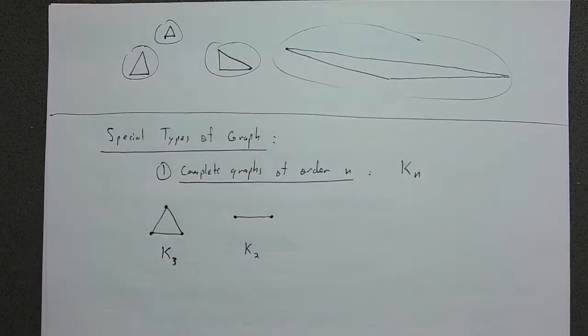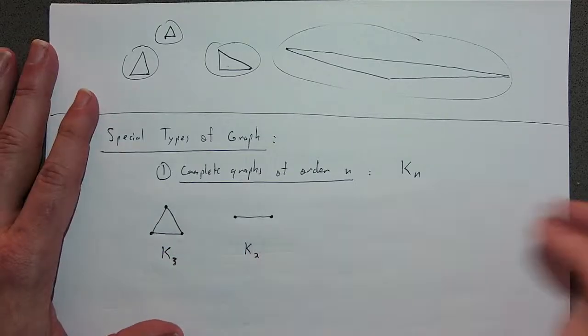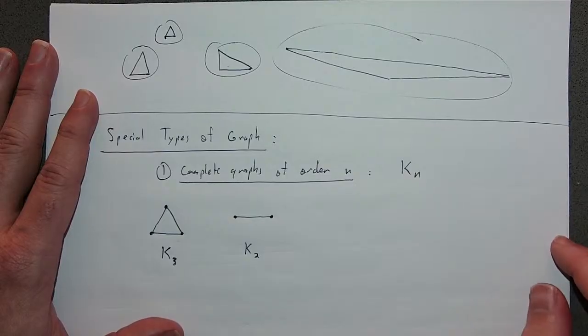It's a complete graph of order 2. Now, there are a number of ways you could draw these. Again, I don't have to use any equilateral triangle here. I could use whatever triangle I want. This, of course, I could stretch this line however I want to. It's not important. What about K sub 5?